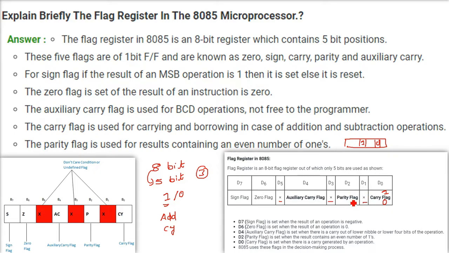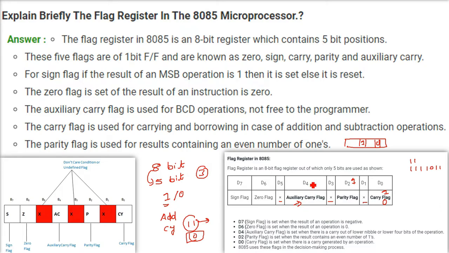D2 is the parity flag. When we have an even number of ones, this parity flag is set. If we have 1 one, 3 ones or 5 ones, it will be reset. Only with an even number of ones, like 2 ones, 4 ones or 6 ones, will this parity flag be set. Now coming to the auxiliary carry flag.